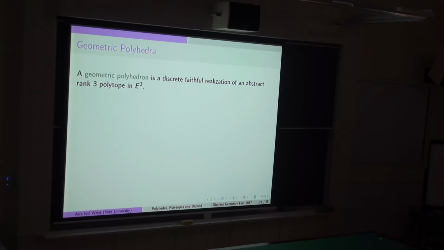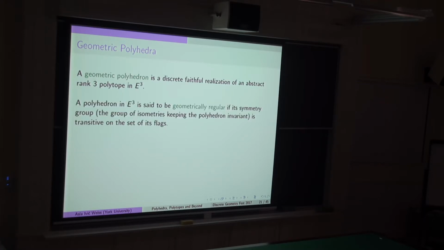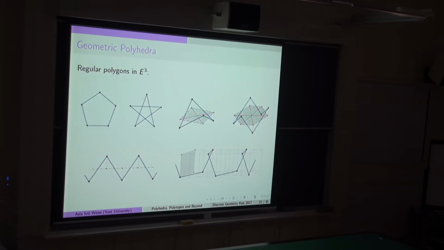So, what is a geometric polyhedron? That's a discrete faithful realization of an abstract rank 3 polytope. And you say that it's geometrically regular if its symmetry group, that is the group of isometries which keep the polyhedron invariant, is transitive on the set of its flags. So it's very easy to prove that the faces of a geometrically regular polyhedron must be regular polygons. And of course, this is the list of all regular polygons.